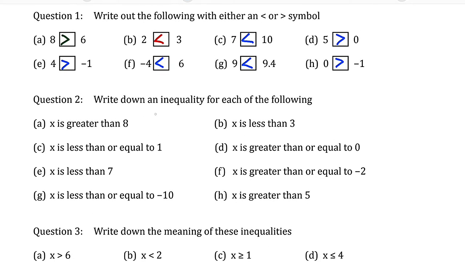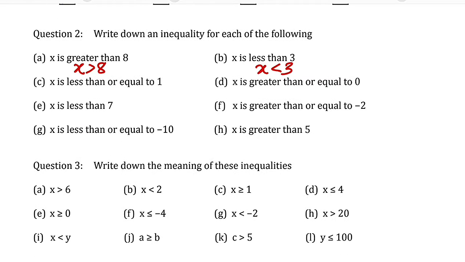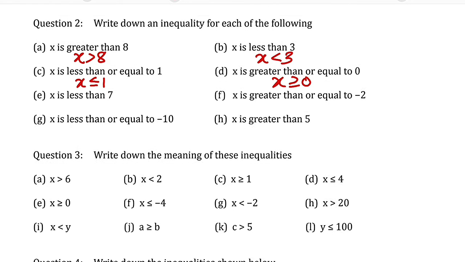Question number two, we are asked to write down an inequality for each of the following. So x is greater than 8. How do we write it in inequality form? It is written as x > 8. X is less than 3, meaning x < 3. X is less than or equal to 1. This is how to write it. X is greater than or equal to 0.